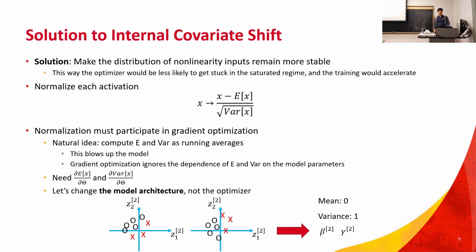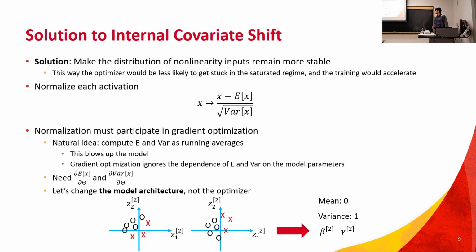And they suggest that we normalize each activation. But also we want the normalization to participate in the gradient optimization. So for that, a natural idea is to compute expected value and variance as running averages. But that blows up the model, and it doesn't work and is not practical, because gradient optimization ignores the dependence of expected value and variance on the model parameters. So they come up with the idea to change the model architecture, not the optimizer.